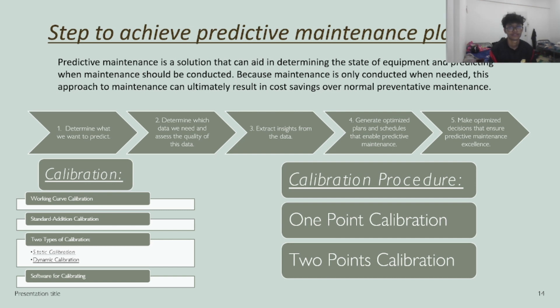There are 5 calibrations that were gathered throughout our research for this circuit and sensor. The first calibration is working curve calibration. The second is the standard addition calibration. The third one is the two-type calibration, which by the name has two types. The first type is the static calibration. The second type is dynamic calibration. And the last type of calibration is software calibration. And throughout, there are 2 procedures for the calibration. The first one is 1-point calibration. The second one is 2-point calibration. That is all for the maintenance plan.